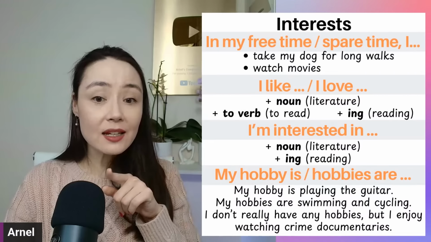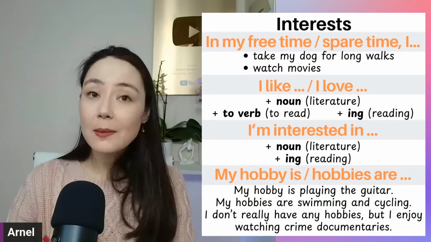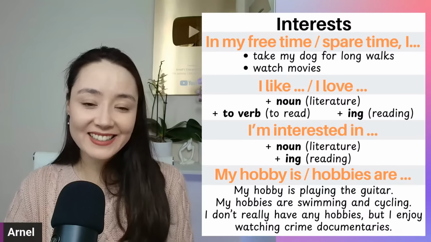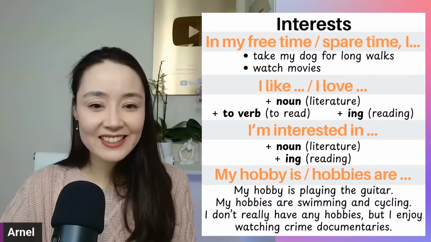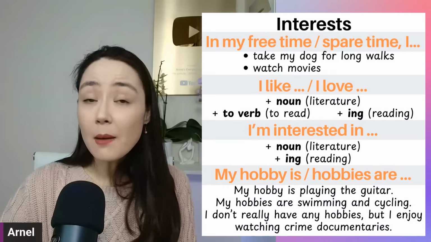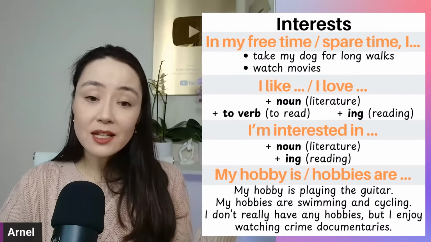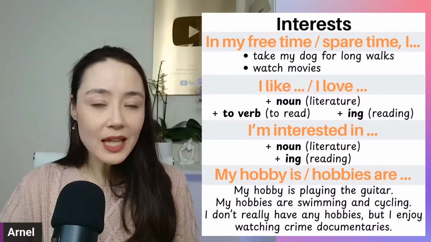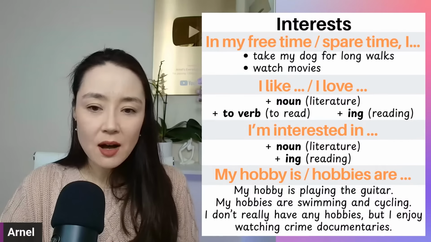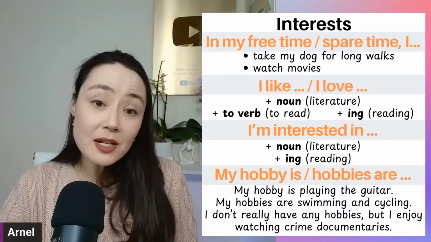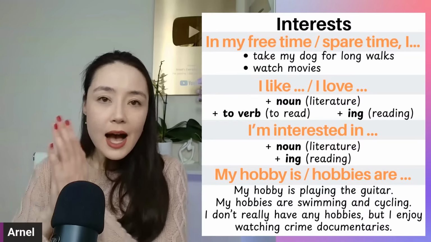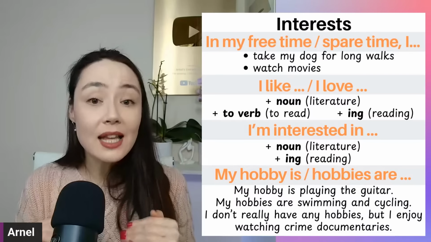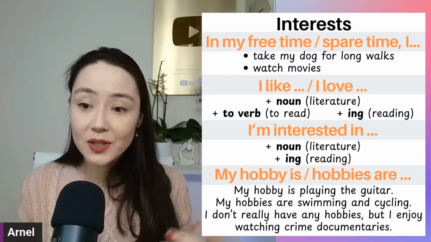I'm interested in noun or ing. I'm interested in literature. I'm interested in reading. My hobby is playing the guitar. My hobbies are swimming and cycling. Or the last one, I don't really have any hobbies, but I enjoy watching crime documentaries. Okay, I want to know, what are your interests? Use one of these structures from today's lesson. Keep it basic, it's very natural.